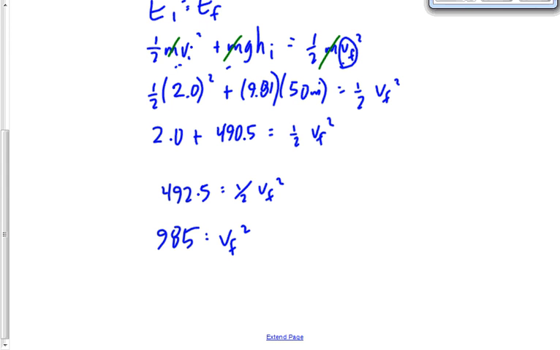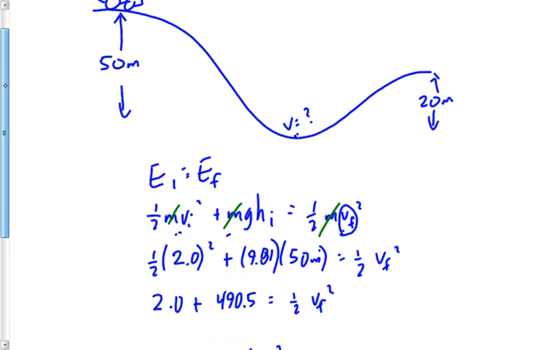Now let's square root that. Square root of 985, what is that going to be? 30, about 31, I'm thinking. Is it 31? How many digits should we be here? 2 digits? 31 meters per second.